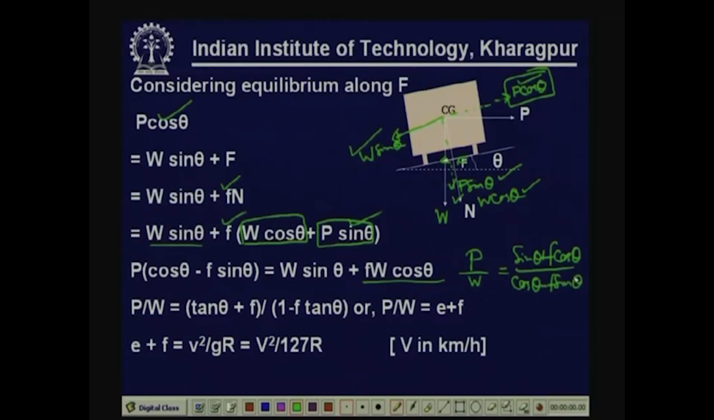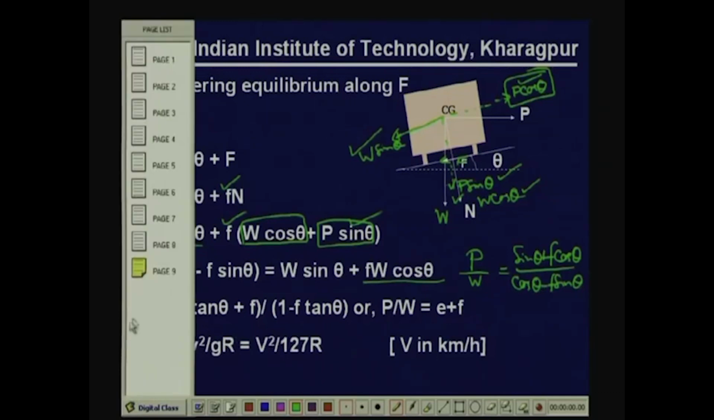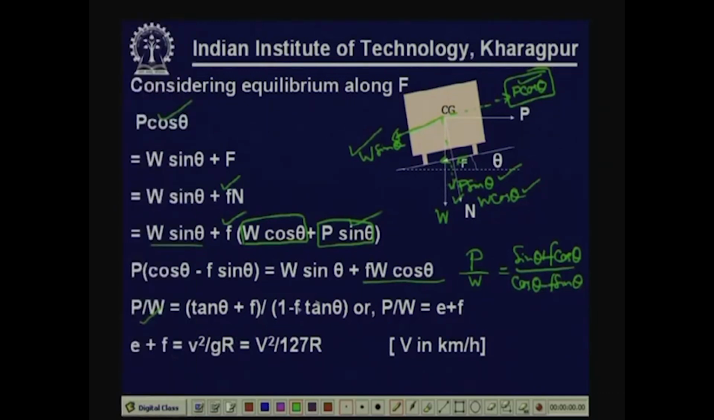Now, if we divide both denominator and numerator by cos theta, then P by W becomes tan theta, sin theta by cos theta, so it becomes tan theta plus f divided by 1 minus f again sin theta by cos theta, so f tan theta.